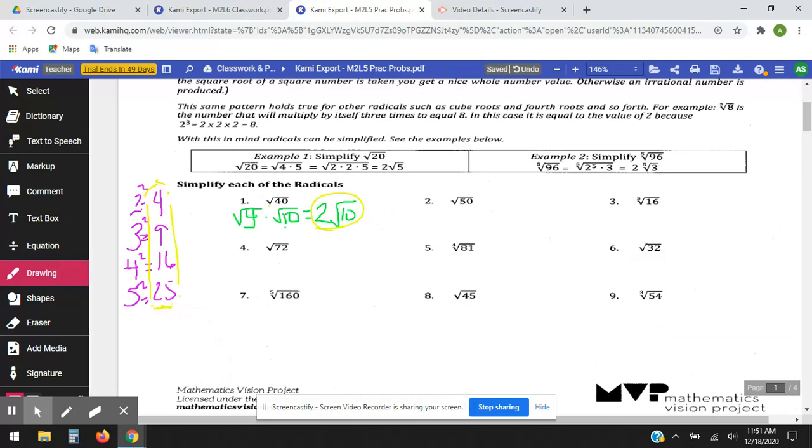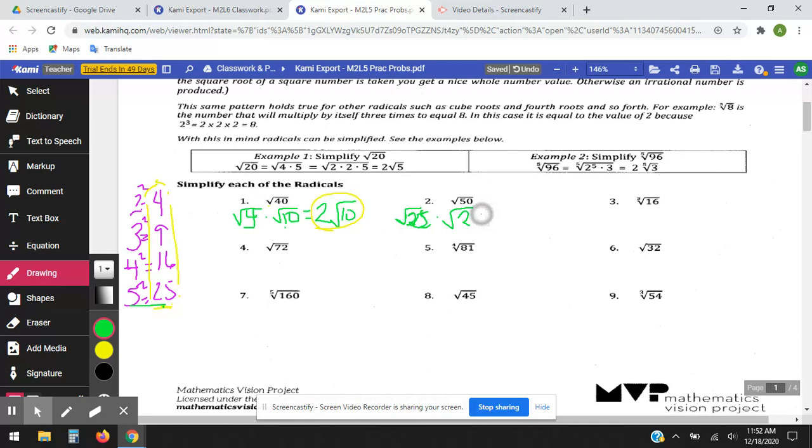Now let's try number 2. Square root of 50. Which of my numbers over here go into 50 evenly? Well, 25 does. So I can turn that into the square root of 25 times the square root of 2. Just to double check, 2 times 25 equals 50, so I've done that correctly.